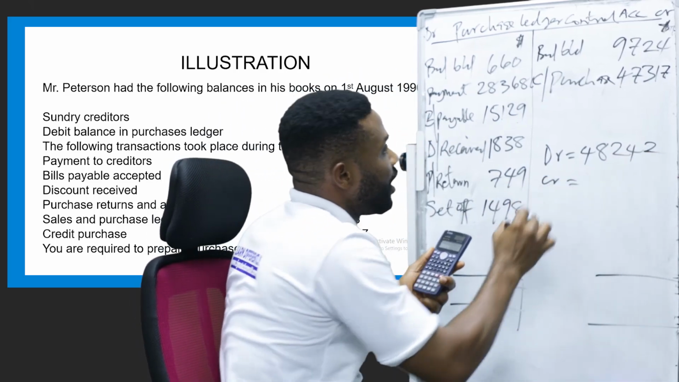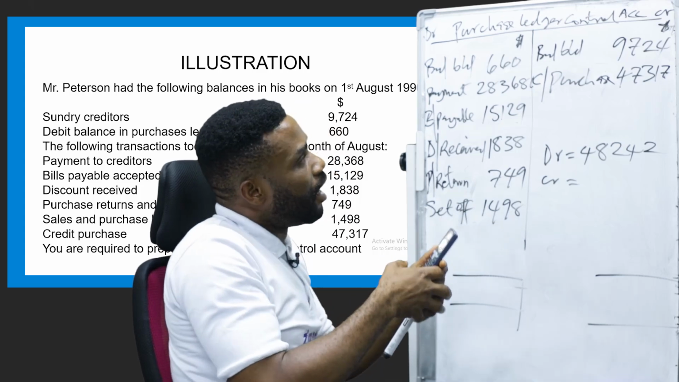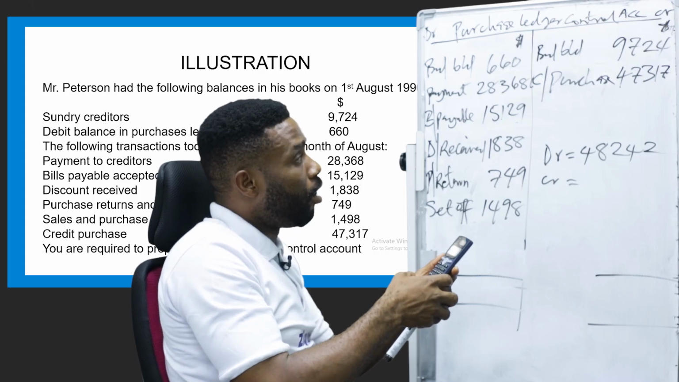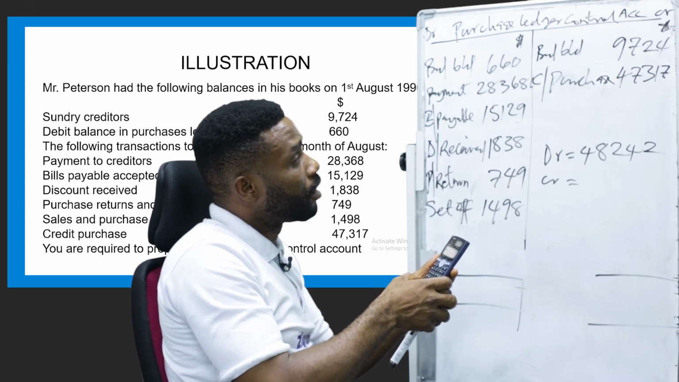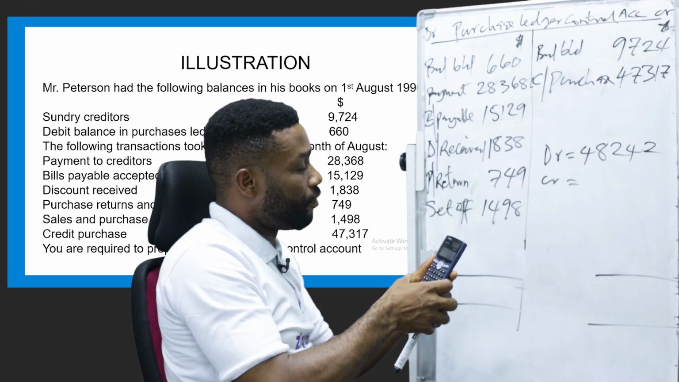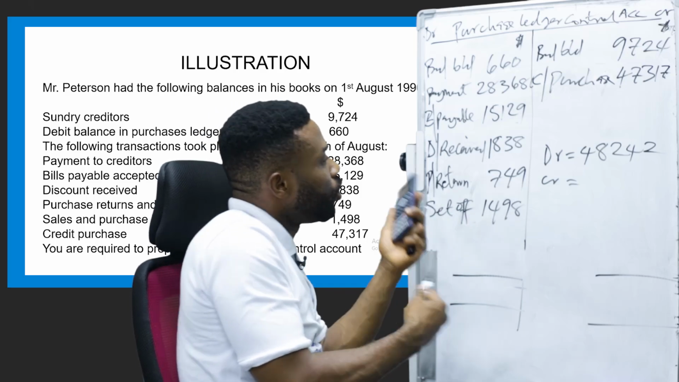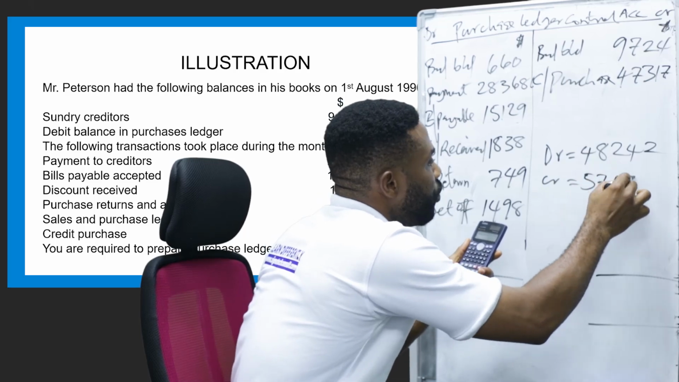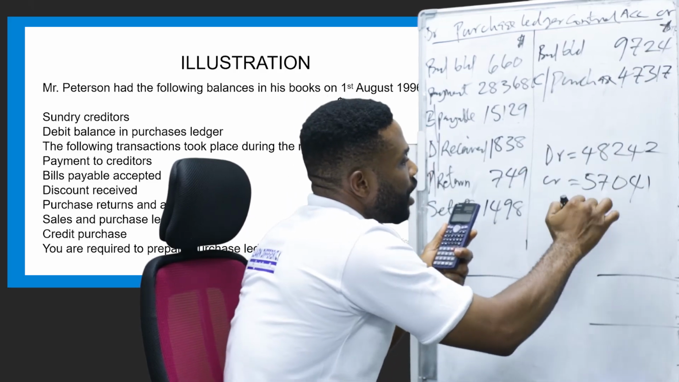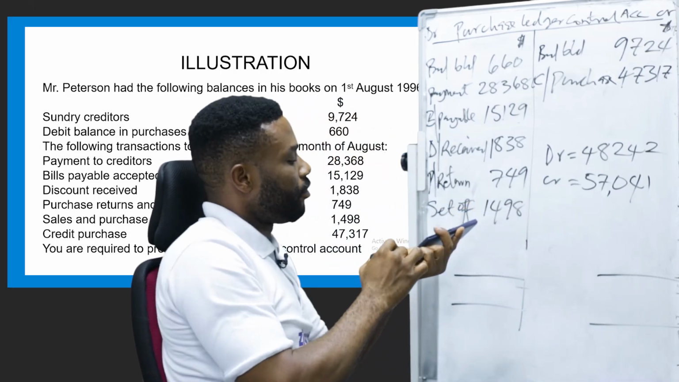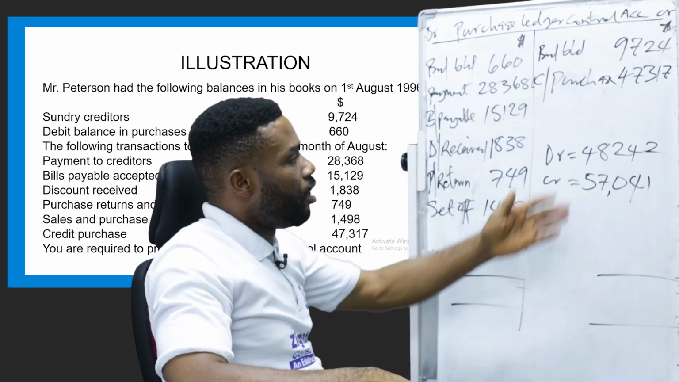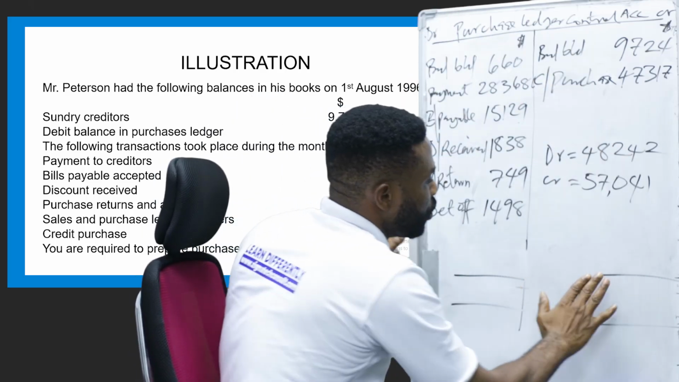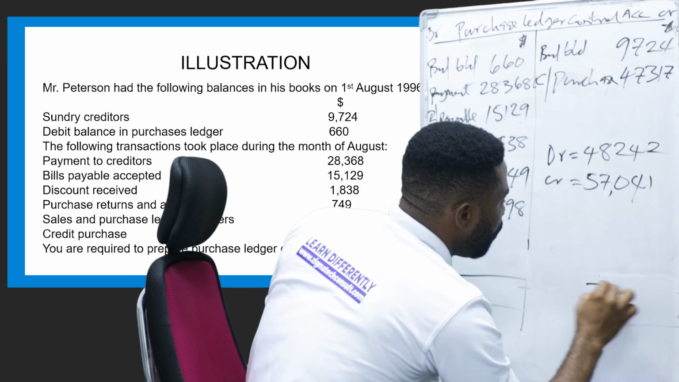Now let's look at the credit side. The credit side is 9,724 plus 47,317 is equal to 57,041. So looking at both of them now, these two figures, you know that this side is higher than this side. So the total column here is going to be what?